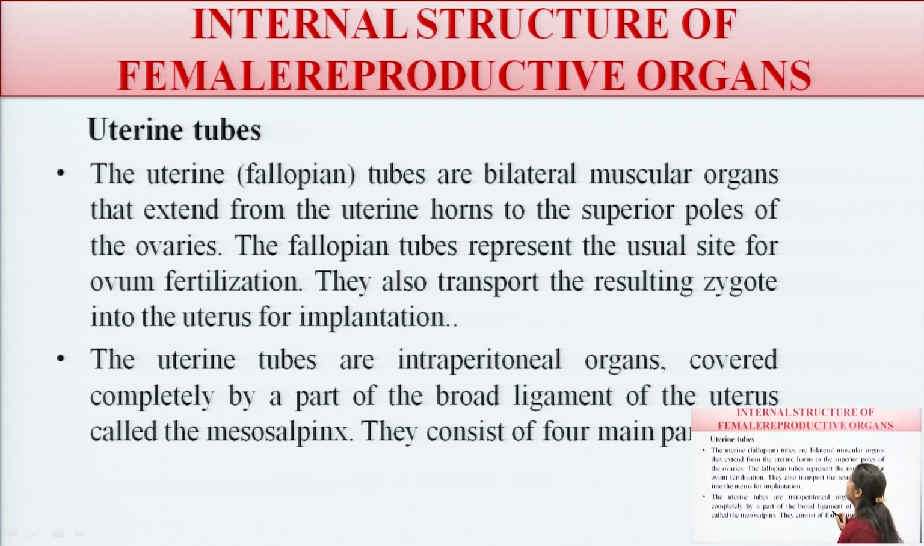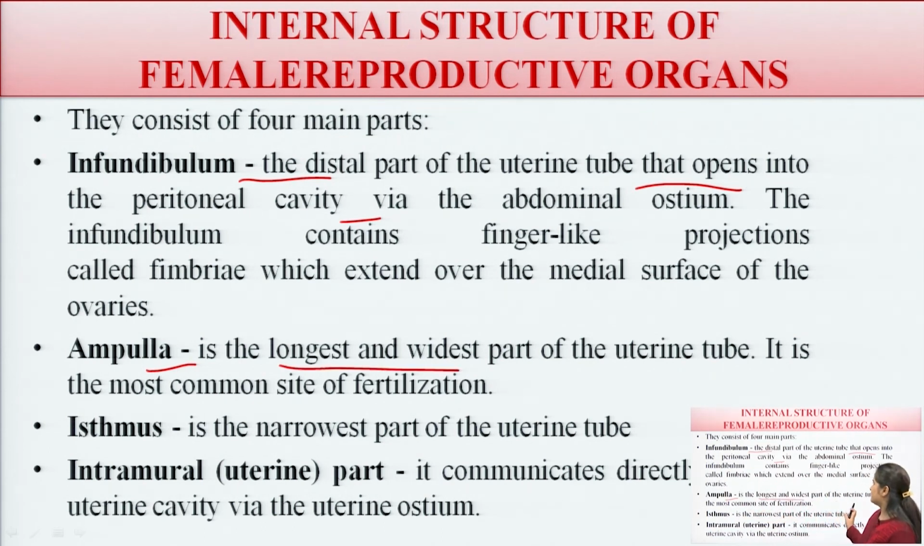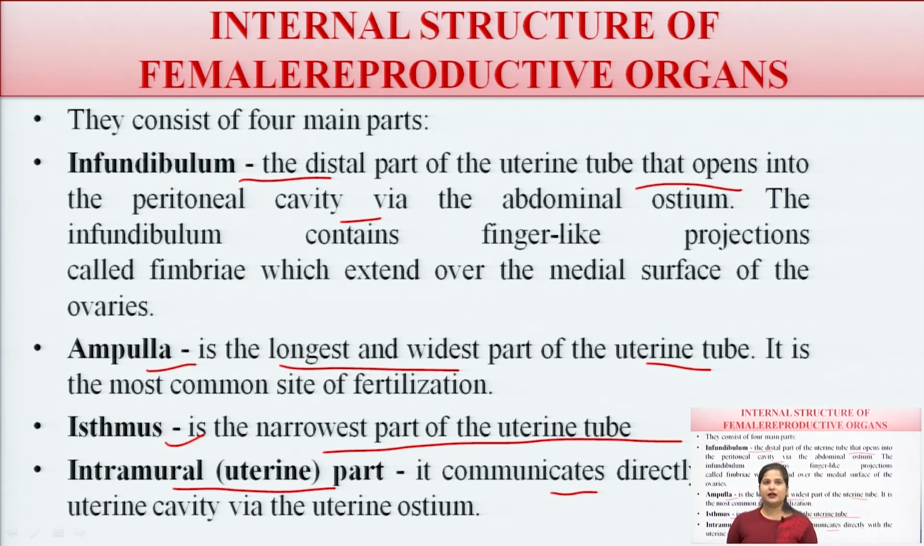Next one is the uterine tubes. The uterine tubes are bilateral organs. They extend from the uterine horns, and they are intraperitoneal organs. Now, the infundibulum is the distal part of the uterine tube that opens into the peritoneal cavity. The ampulla is the longest, widest part of the uterine tube. The isthmus is the narrow part of the uterine tube, and the last one is the intramural uterine part that communicates directly with the uterine cavity via the uterine ostium.